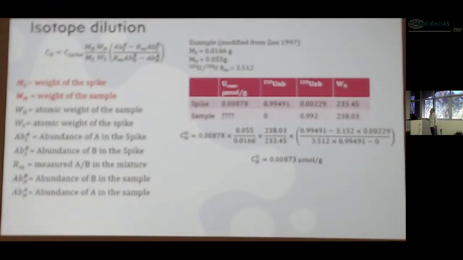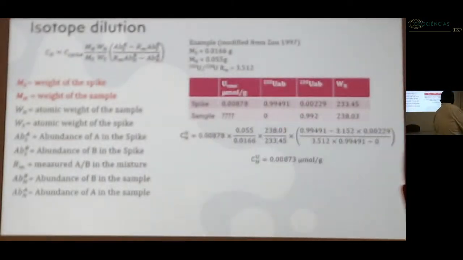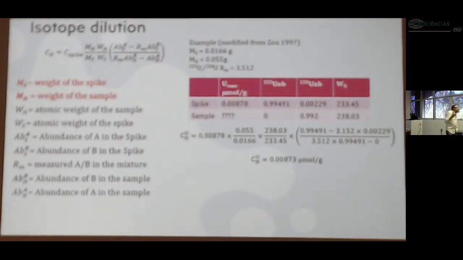There's a book, Xu 1997, Quantitative Geochemistry, which has a really nice example. You can have it here. Using the same equation, we know the uranium concentration in the spike. We know the abundance of uranium-233. We know the abundance of uranium-238 in the spike. We know the atomic weight of the spike. We know the uranium-233 in our sample is 0, not close to 0. It's 0. There is no uranium-233 in our sample. We know the abundance of uranium-238. We know the atomic weight of the sample.